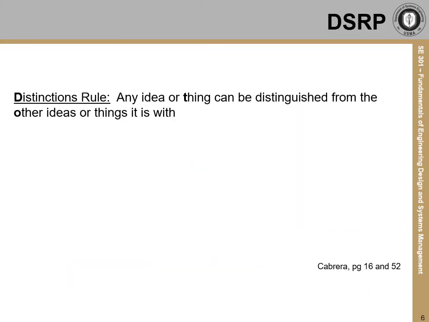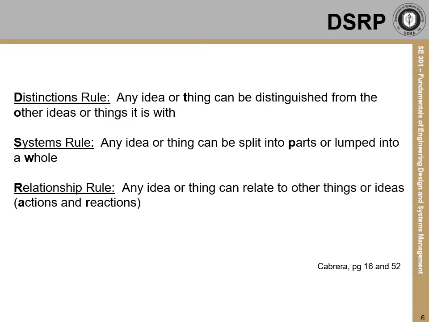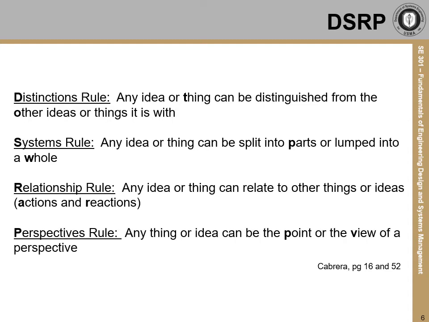The distinction rule: any idea or thing can be distinguished from the other ideas or things it is with. The systems rule: any idea or thing can be split into parts or lumped into a whole. The relationship rule: any idea or thing can relate to other things or ideas. And then perspectives: any thing or idea can be the point of view of a perspective.